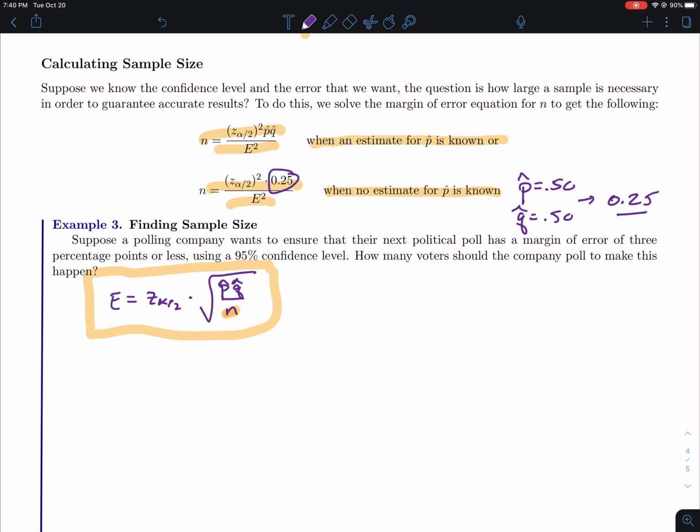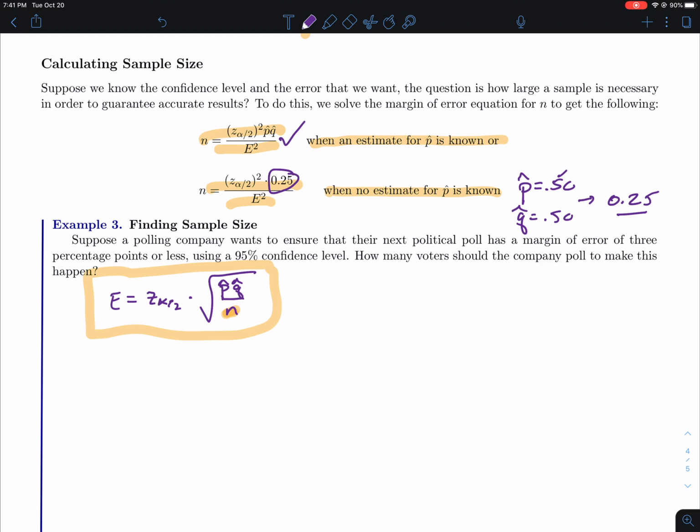So if we know what p hat is, everything's great. We just use p hat and use that formula. If we don't know what p hat is, then we're basically just assuming that there's a 50-50 chance that you like it or don't like it. So again, it may not be exactly correct, but it's going to be close, because if we don't know what the p hat is, this is the best that we can do. We can just assume that people are 50-50 about whatever it is that you're studying. So again, that's where the 0.25 comes from in this example.